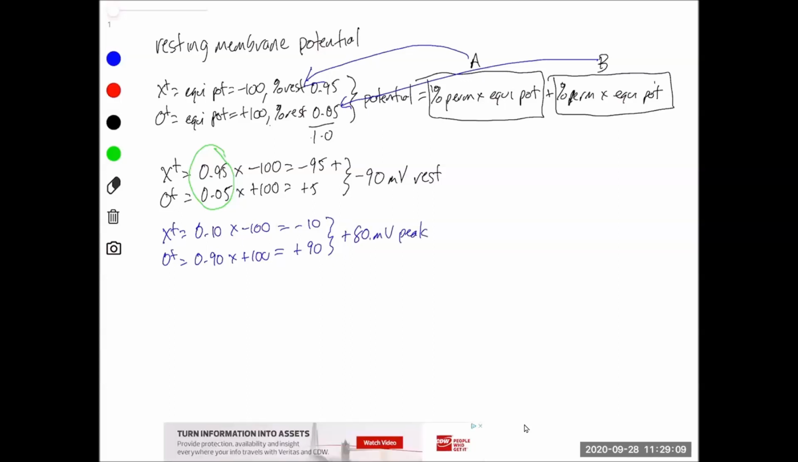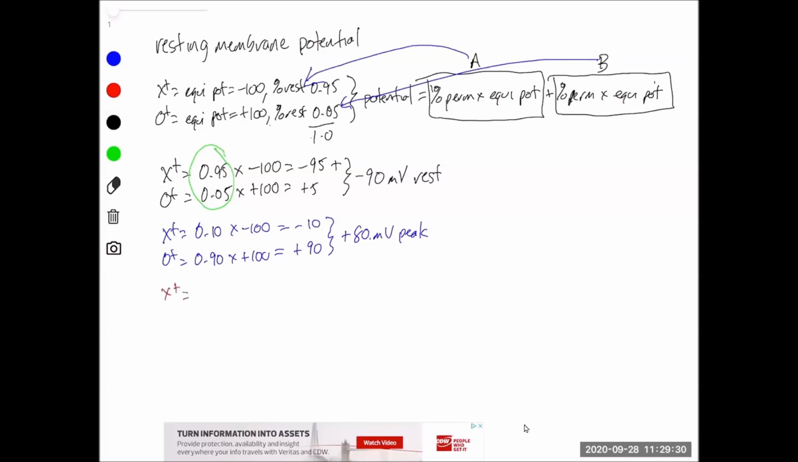So I just took the same equation and applied the percent permeabilities given at rest for the first one, and then for peak for the second one. And now, given this problem, actually, if you look at the table, it gives you the hyperpolarization. So we're going to do that as well.